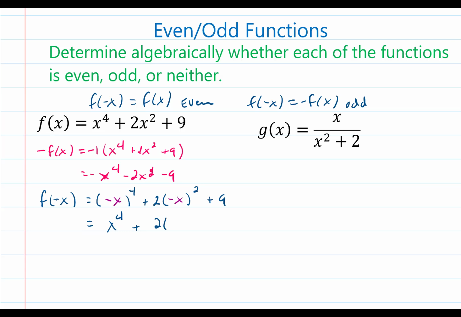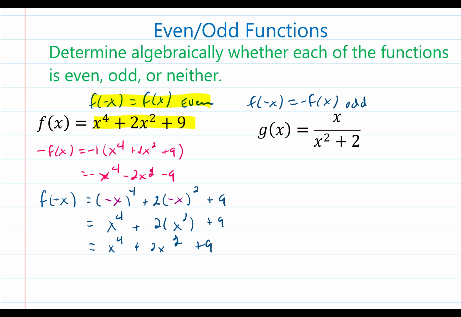So the result of this, negative x raised to the fourth power, is x to the fourth power. Then we have 2 times the quantity negative x squared, and negative x quantity squared one more time, since it's an even power, it's going to be a negative times a negative, and then we have x to the second power, so the result is x squared. And then finally we have 2 times x squared, which is 2x squared. So now we can see that f of negative x is equal to x to the fourth power plus 2x squared plus 9, which is equal to the original function. Because of that, we can say that the function is even.